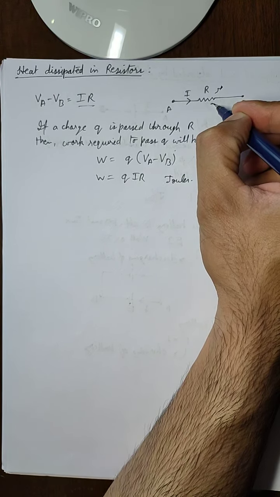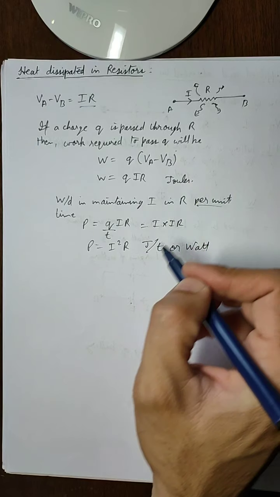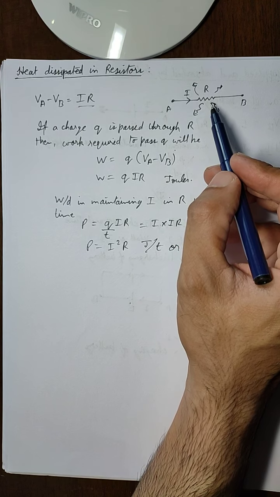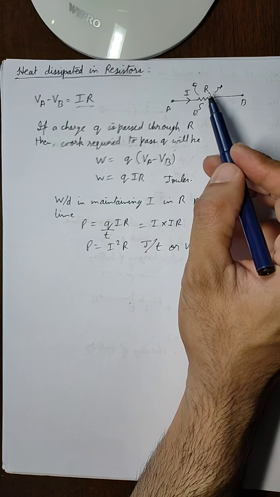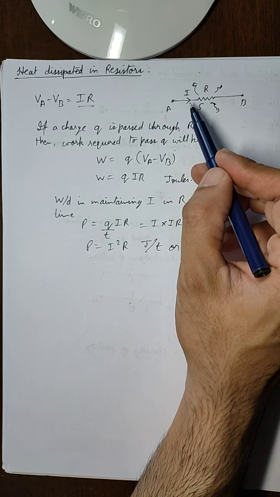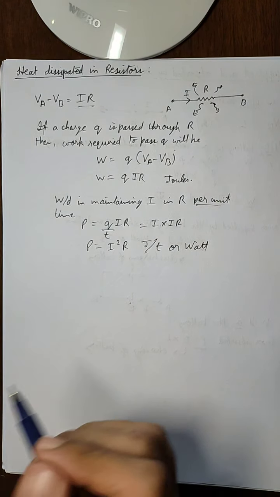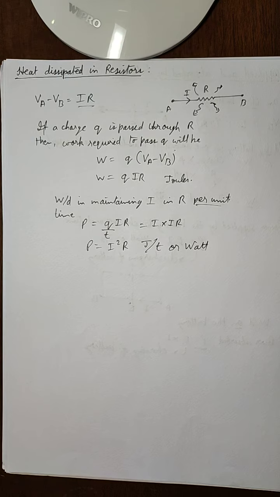So this work is done by the source. This work is not done by the resistor. The heat is generated on the resistor, but the work done which is getting converted into this heat is done by the battery which is connected with this part.